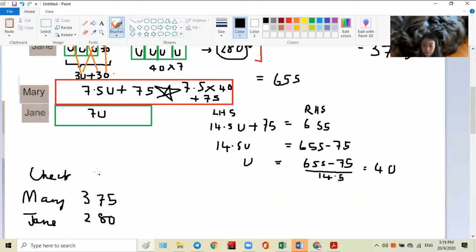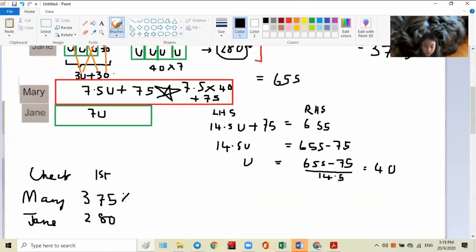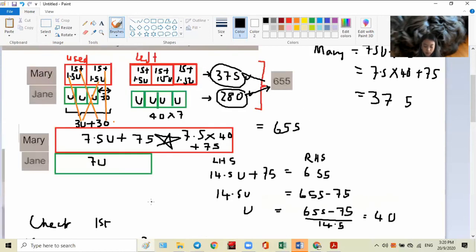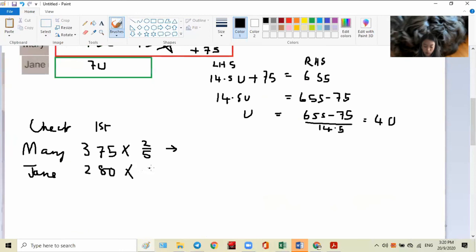Sophia, are you following? This is at first. Okay, Mary used 2/5 of a bit. So 375 times 2/5. How much did she use? Put it in the calculator and see how much she used. Whereas this one used 3/7 of a bit, times 3/7. Can you see how much she used? Sophia, do this 375 times 2/5. This is what Mary used. How much did she use? 150. She used 150.